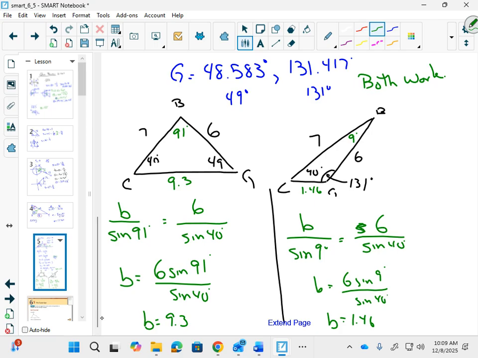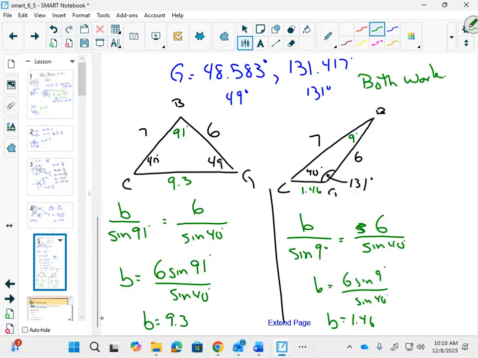Something that always happens in triangles. The biggest side, see if this logically makes sense to you, the biggest side is always going to be opposite the biggest angle. So in this one, the 91 is obviously the biggest angle, 9.3 is the biggest side. In this one, the 131 is the biggest angle, the longest side is opposite, it's the 7. Smallest angle goes with smallest side.